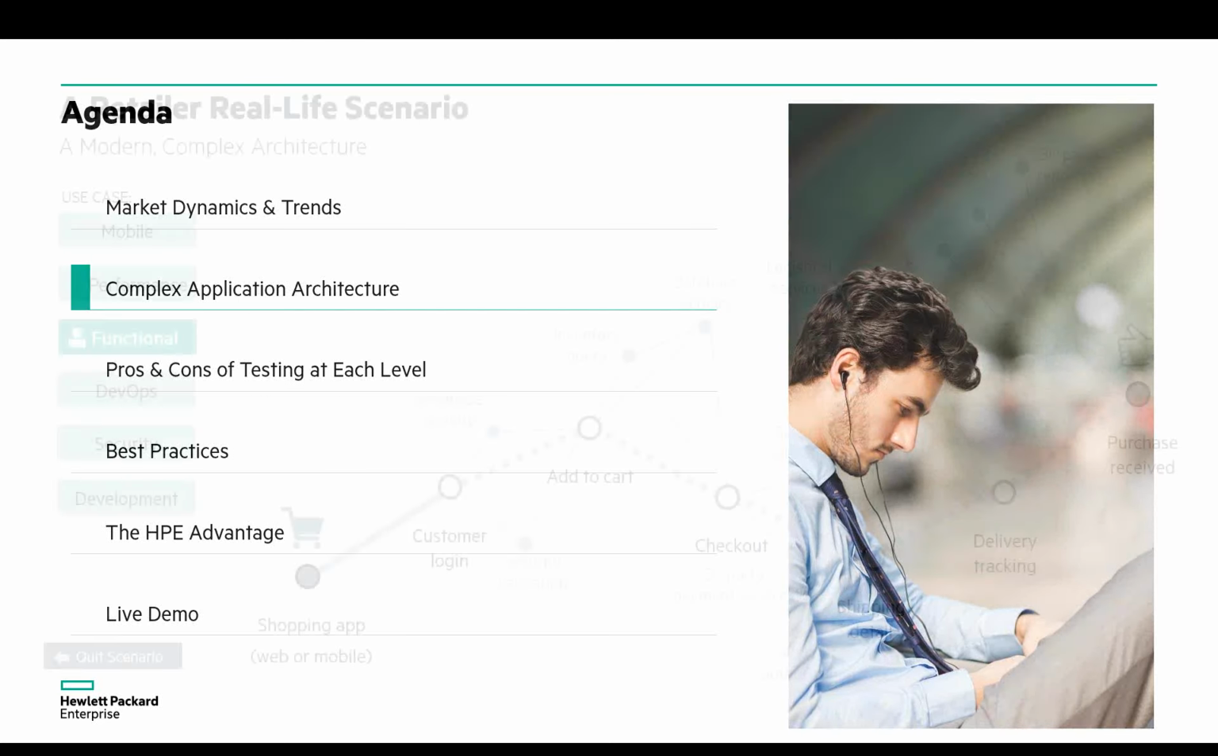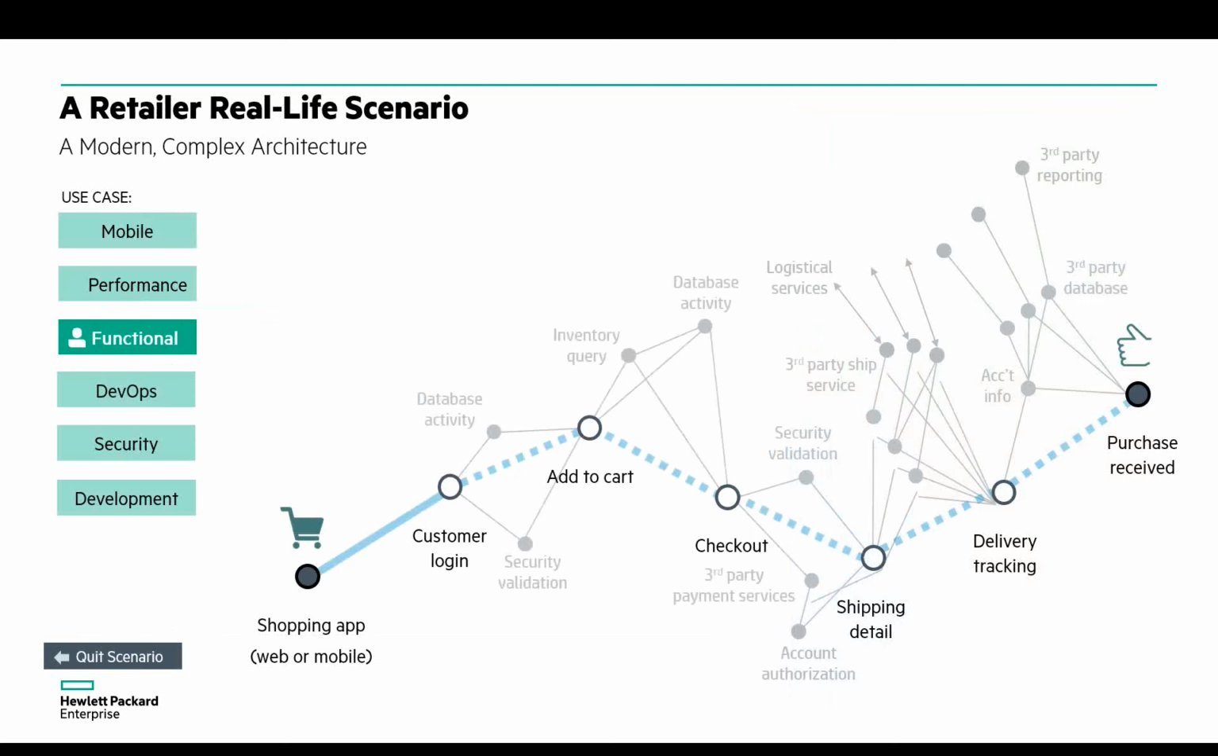Complex application architecture. So let's take a look at a retailer's real-life scenario. At first, it might look like a very simple and easy flow to cover. We have our shopping app, which can be either web or mobile. However, once we start drilling in, we need to find out what the user type is, which operating system they are using, and whether they are accessing this from mobile or from a web browser.